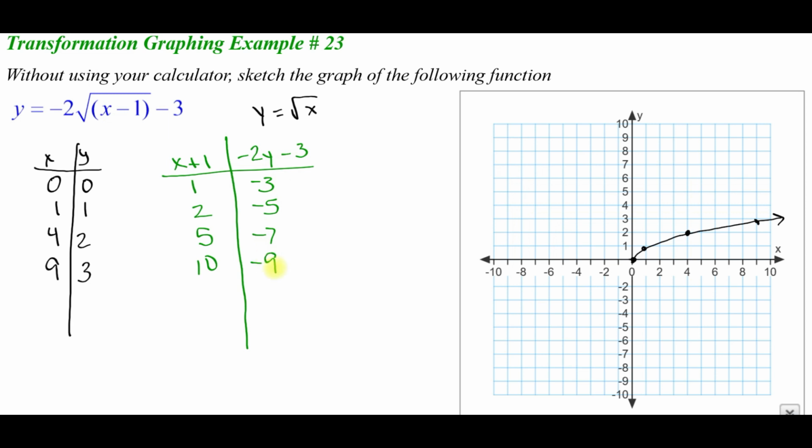So now I can plot my new points. So I have the point (1, -3), (2, -5), (5, -7), and (10, -9). Draw my graph in here. And then we've got our graph, which has been shifted to the right, vertical stretch, vertical flip, and then shifted 3 units down.